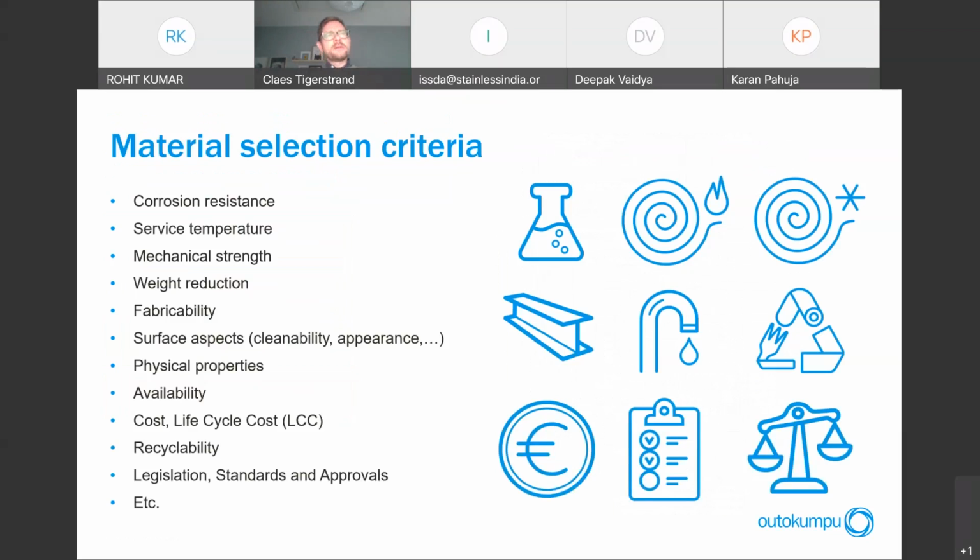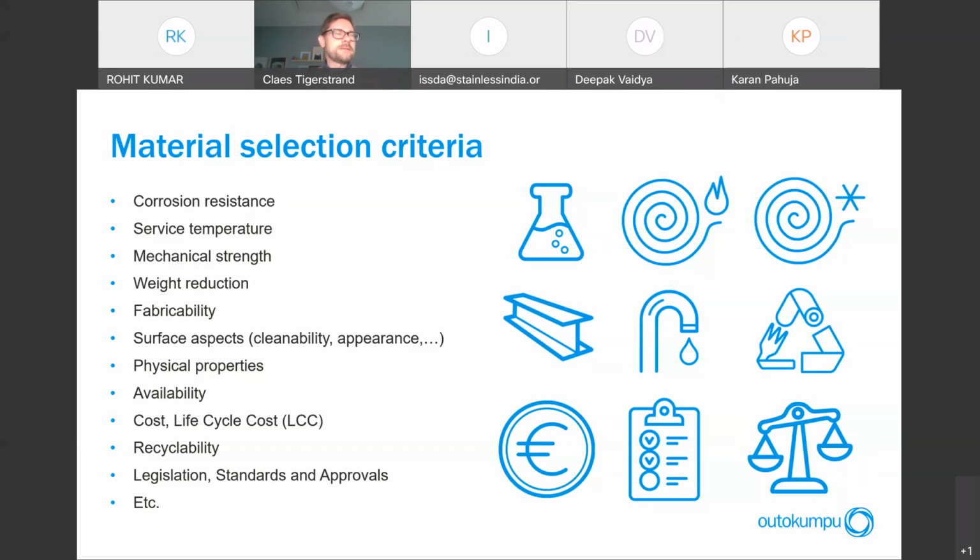Material selection, we will not talk so much about that today, but of course, depending on which properties you want to promote, that will lead to different types of stainless steel, which has the best properties related to that. But obviously, corrosion resistance is the starting point. That is the reason why you're selecting a stainless steel.